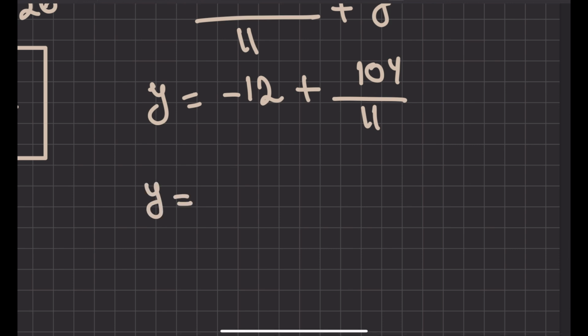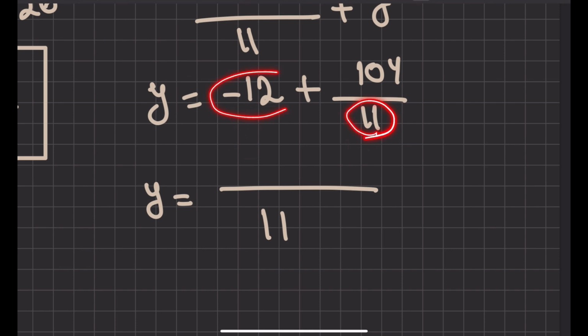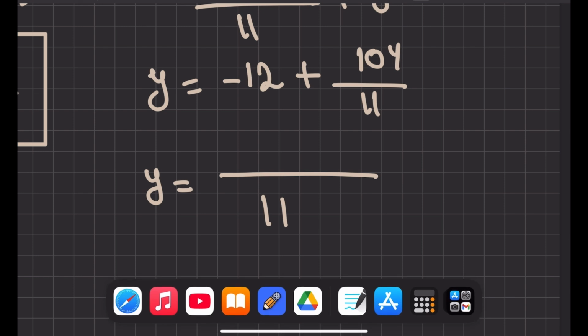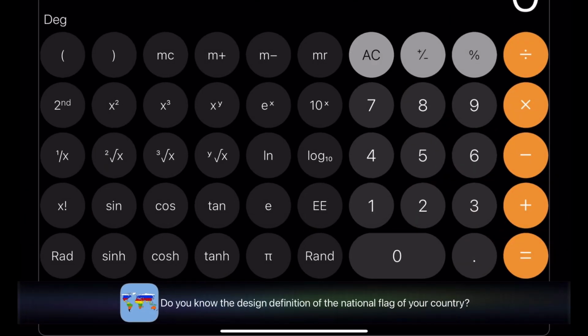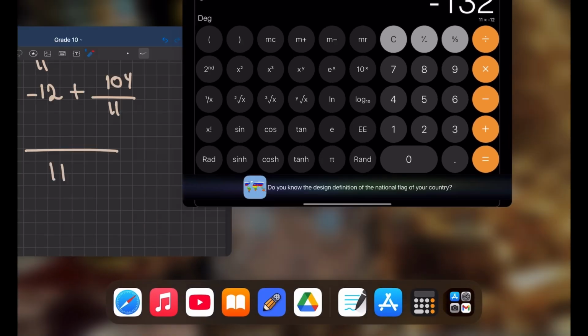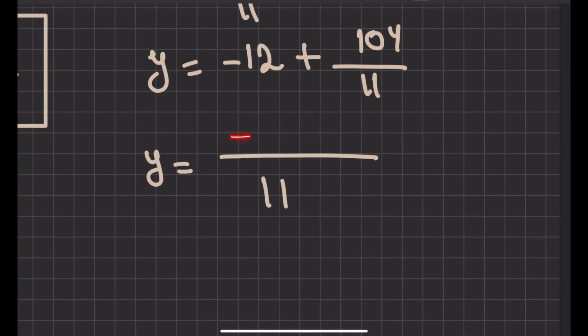So y equals, we're going to choose a common denominator. You know how to find it. It's going to be these two multiplied by each other. So my common denominator is 11 times negative 12. I'm going to use my calculator for that. 11 times negative 12 is minus 132. Minus 132 plus 1 times 104, it's 104 plus 104.